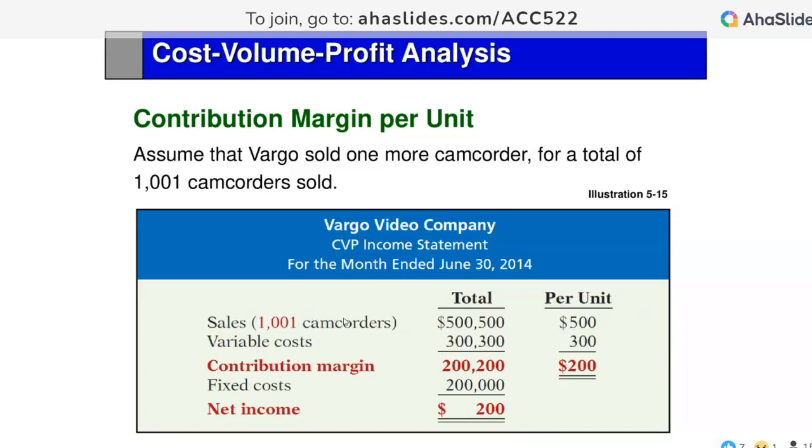What if I sell 1,500 camcorders? Well, that's 500 camcorders more than I need to break even. I need 1,000 to break even. I sell 1,500. So I've covered my fixed at 1,000, and on the other 500, I earn 200, and that would be 100,000 in profit. I believe something close to that.